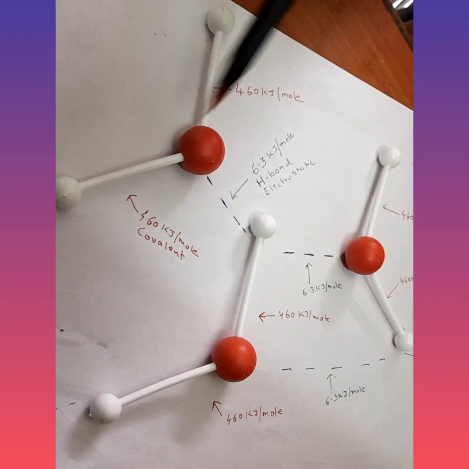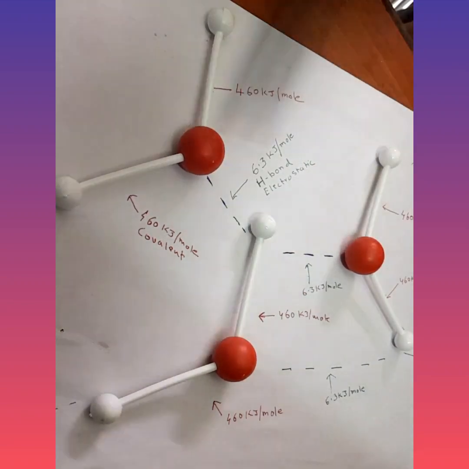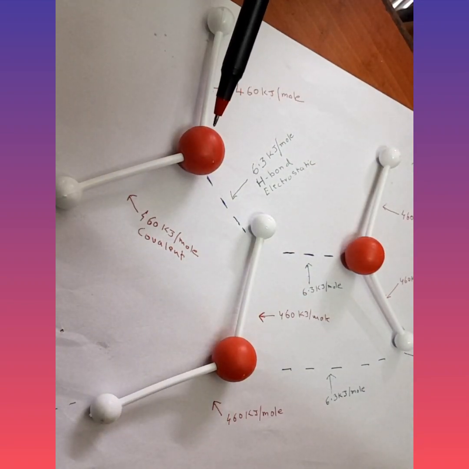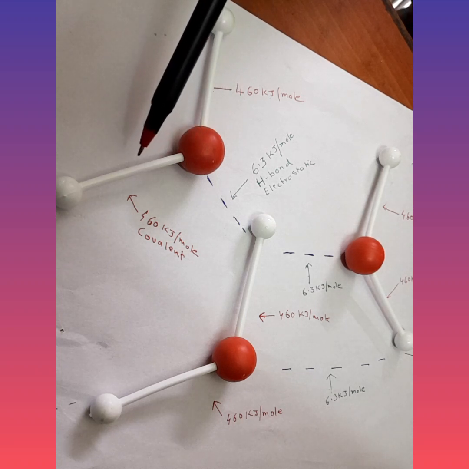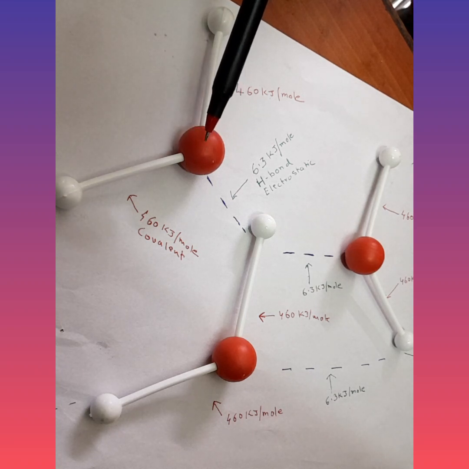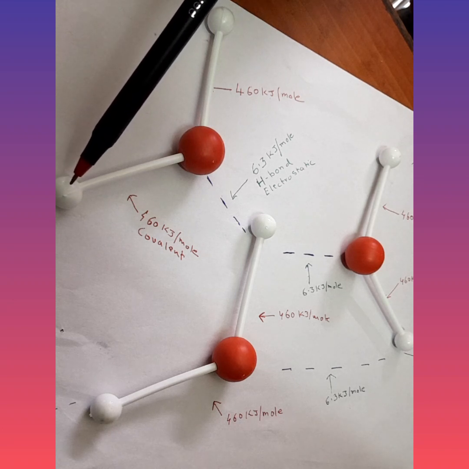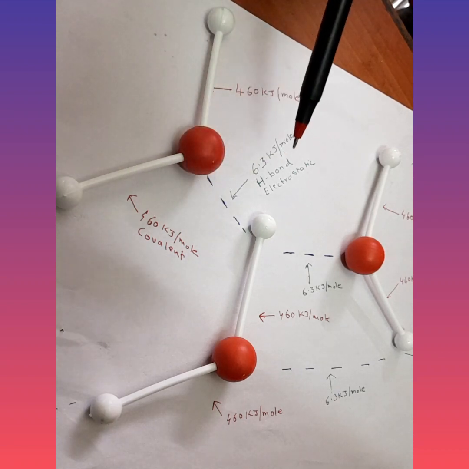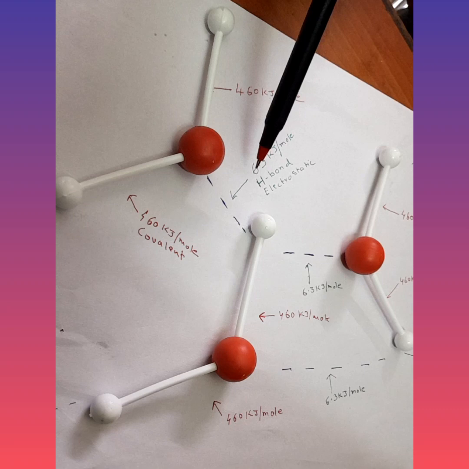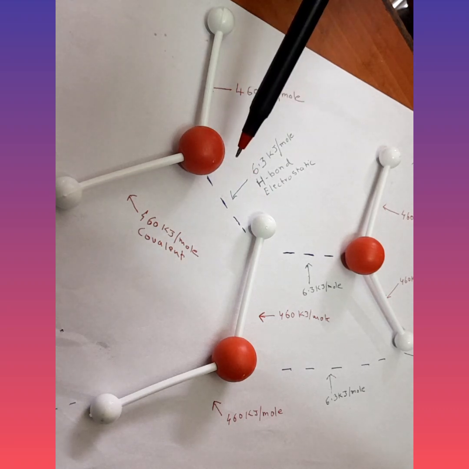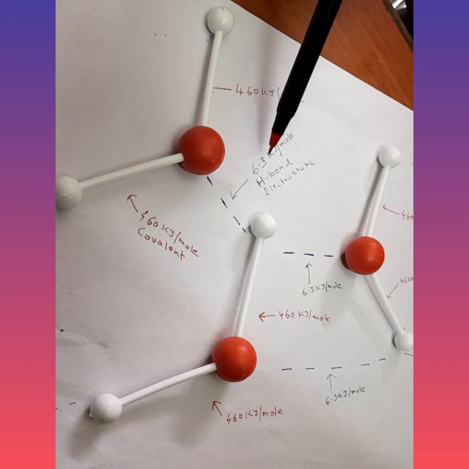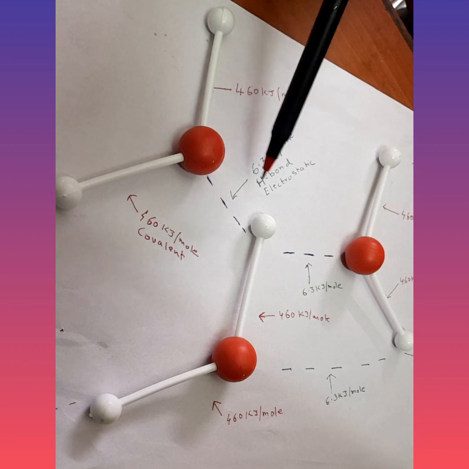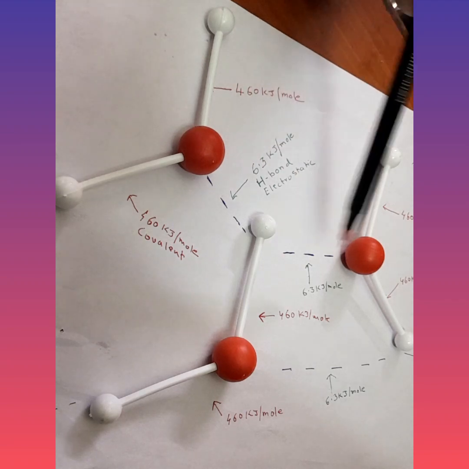Whereas here, all these are covalent bonds. Why? Because this bond has formed owing to sharing of one electron from here and one electron from here. So it forms a covalent bond. Now the energy required to break this bond is 460 kilojoule per mole, whereas for this hydrogen bond, it just requires 6.3 kilojoule per mole. That itself explains that hydrogen bond is such a weak bond.